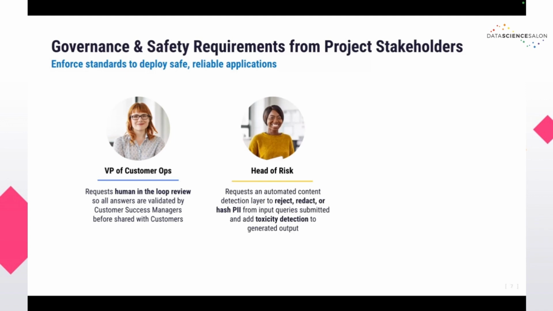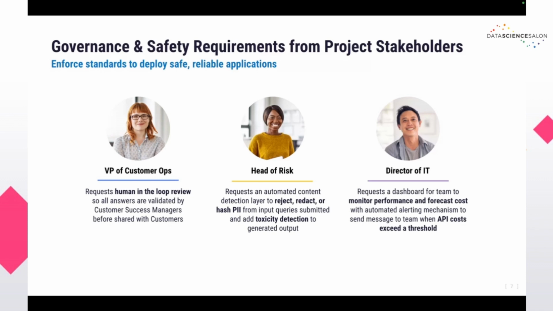Our second stakeholder, our head of risk, requests that there's some automated content detection layer built into our pipeline to reject, redact, or hash PII information submitted to those LLMs, and add a toxicity detection to our generated output. And finally, our director of IT wanted to ensure that we have a dashboard for teams to monitor that performance and forecast costs, and automate alerting systems to send messages to our teams when our API costs exceed a threshold.